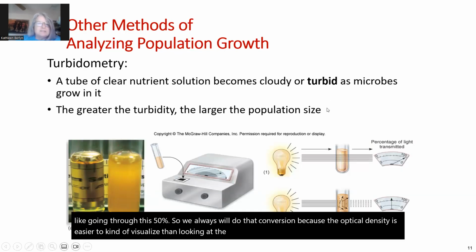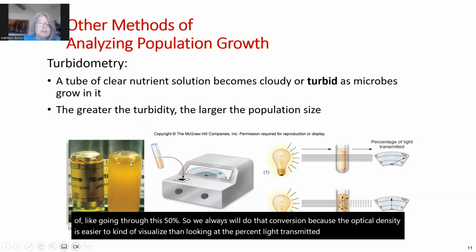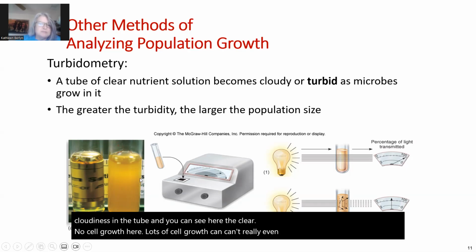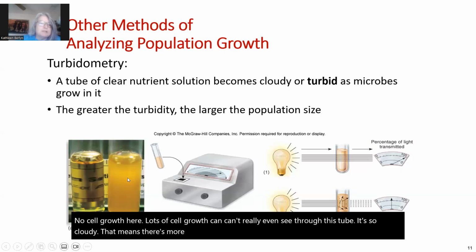But the greater the cloudiness in the tube, and you can see here the clear, no cell growth, here lots of cell growth. You can't really even see through this tube, it's so cloudy. That means there's more and more bacteria in this tube. And you'll see that in the laboratory.